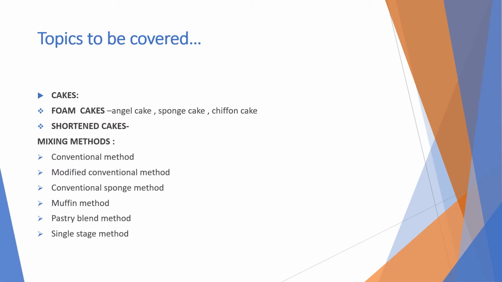The topics we are going to cover today are cakes, which will include the types of cakes, foam and shortened cake. Under this, we will study the mixing methods that can be used in making these cakes. These are conventional, modified conventional, conventional sponge method, muffin method, pastry blend method, and single stage method.